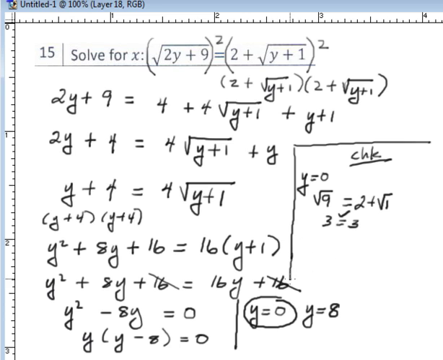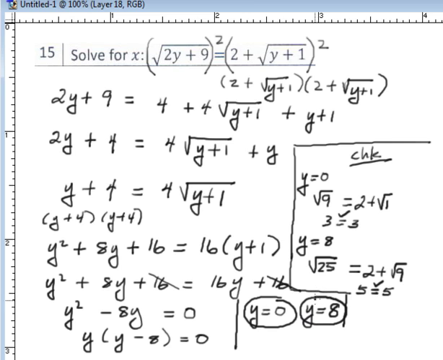And then let's check y equal 8. We have 2 times y, that's 16, plus 9, that's the square root of 25. And is that equal to 2 plus the square root of 9? So it is, so we have 5 is equal to 2 plus 3. All right, so y equal 8 is another valid solution. So we have 2 valid solutions.